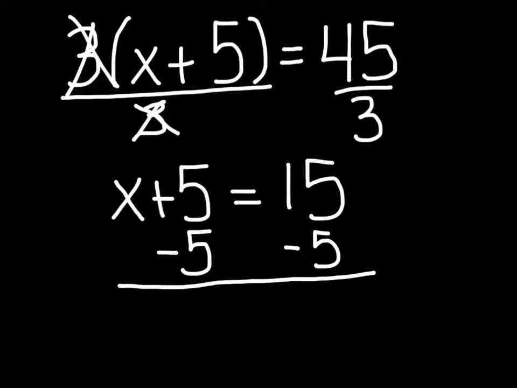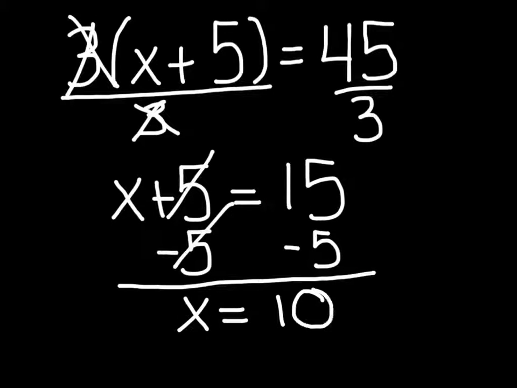So what happens to these? They cancel each other out, or positive 5 minus 5 equals 0. And do we have to write the 0? No, so that's what we mean by cancel each other out. And I'm left with just x equals, and then 15 minus 5 is 10. Any questions on that one? Okay, so let's move on to the next one.